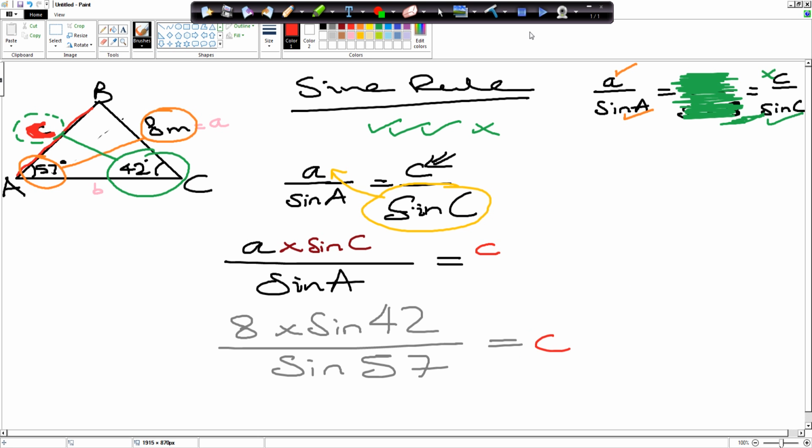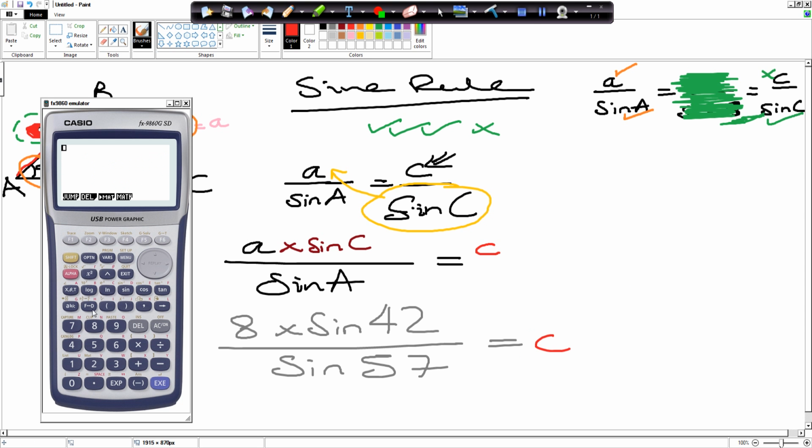Let's quickly pause it. So now we've got the calculator loaded up. We're going to put this straight into the calculator. We use the fraction button as we see here. So 8 multiplied by the sine of 42, close the bracket.